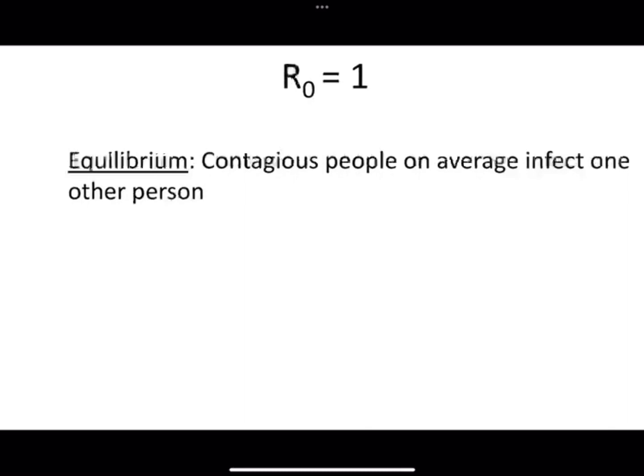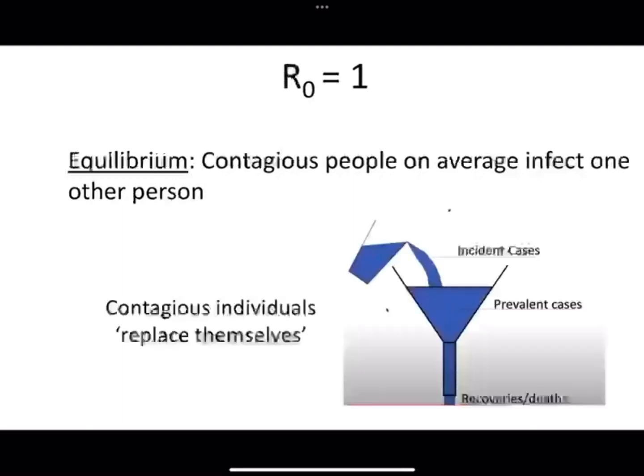R naught equals 1 is equilibrium, so that's when contagious people infect on average one other person. And this is a situation where the cup is pouring water in at the exact rate that it's coming out the bottom, and the amount that's in the funnel is going to remain constant, and basically individuals are replacing themselves in the disease population.